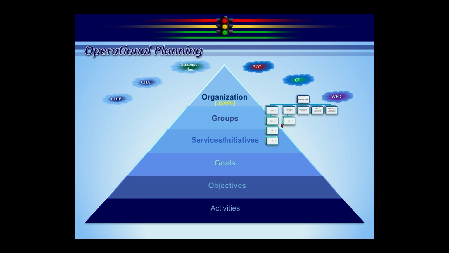The group was Tobacco 2024. Tobacco cessation was our initiative. Reduce smoking in high schools. Reduce smoking at Wayne High School by 25% by the end of the school year. And then the steps we're going to go through to get there. So that is the operational planning process.